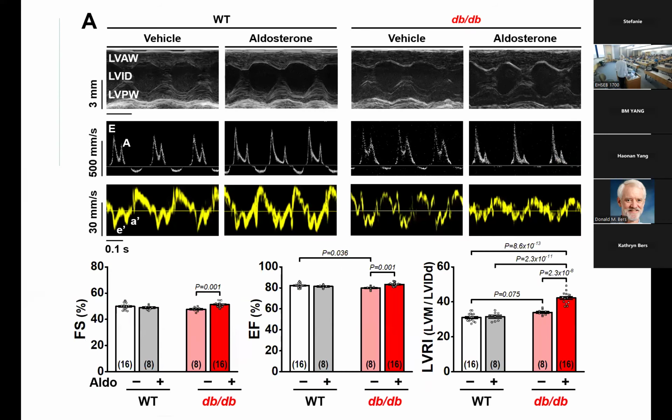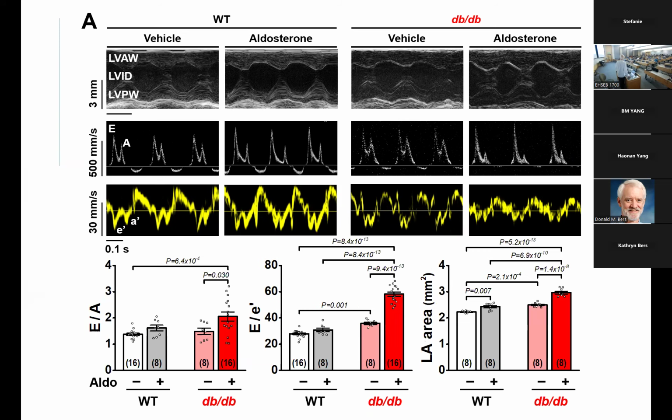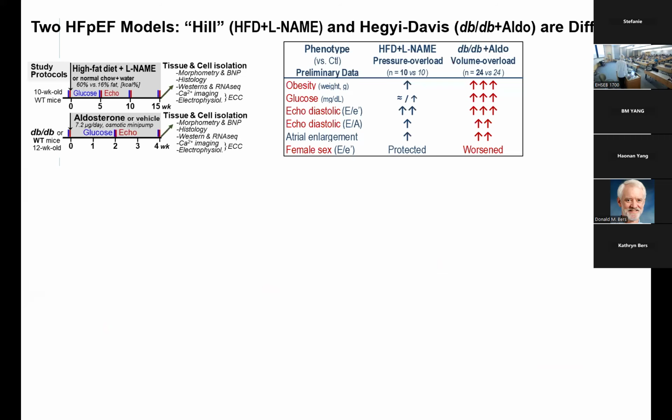And if we look more closely at this, the ejection fraction is pretty normal. And notably, if you just do aldosterone alone or just have db/db mice by themselves, they don't develop this HFpEF phenotype. But you put them together and you start to see left ventricular mass index increase. And then if you look at the E over A or E over E prime, you see a robust HFpEF phenotype. And there's also an increase in left atrial volume. So the combination seems important.